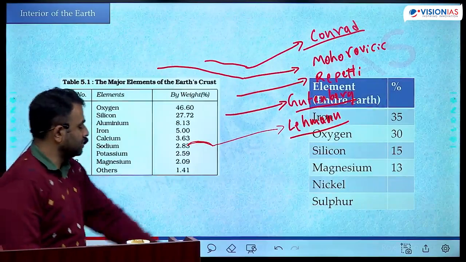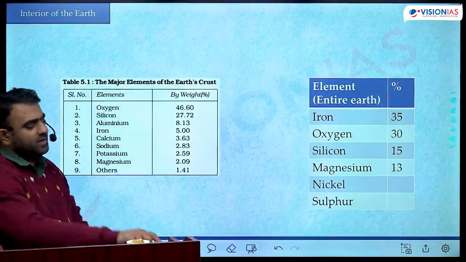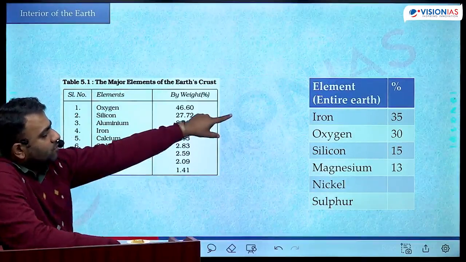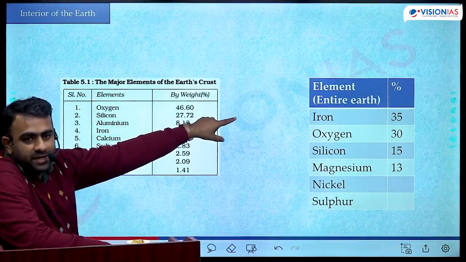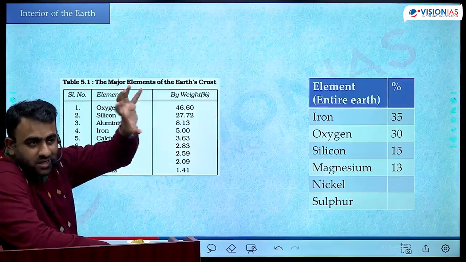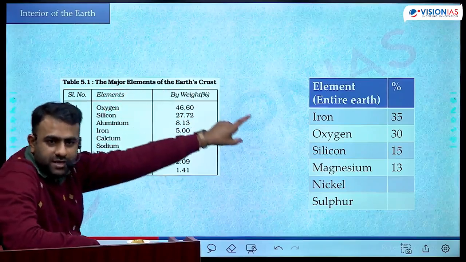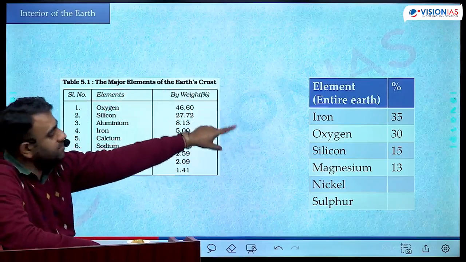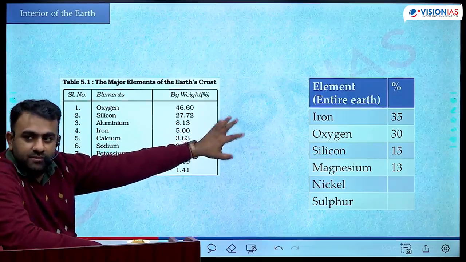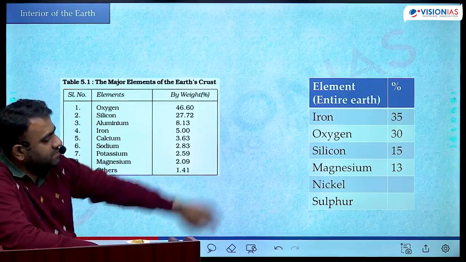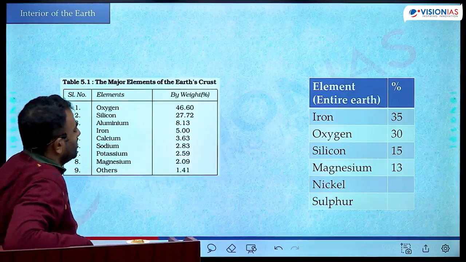Here is the composition. This is also important, it will be useful sometime, remember it, it is for prelims. Earth's overall composition: 35% is iron. Imagine 35% iron. Earth is like an iron ball. That is why Earth is the densest planet in the solar system. Oxygen is 30%. Second highest is oxygen. Silicon is 15%. Magnesium is 13%. Okay, remember 1, 2, 3, 4, 5.